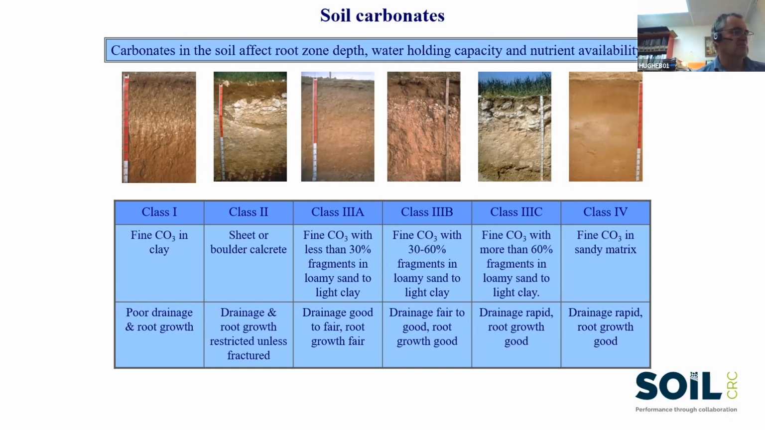Class 2 is sheet or boulder or laminar calcrete, and the class 3s are split into different categories depending how many fragments there are. Often with class 3B and 3C, the roots actually grow through those quite well, even though they look quite rocky. It's the deeper class 1 or the 3A where we start seeing some of the restrictions to root growth. Class 4 occurs in very sandy matrices. Understanding that gives us a model for some of the irrigation soil surveys, and where the roots are likely to grow and where some of the toxicities occur.